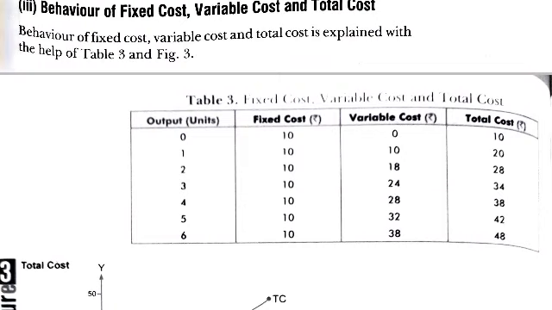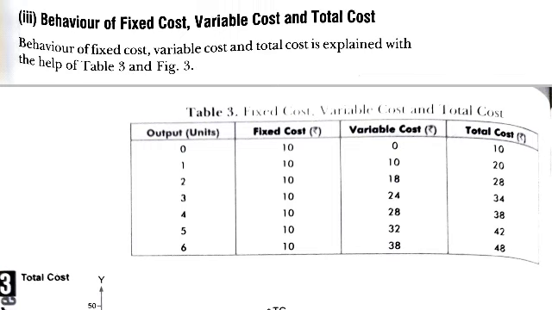First look at this table. On the extreme left hand column is given output. Then the next column we have fixed cost. In the third column we have variable costs, and in the right hand column we have total cost. As we know, the total cost is a combination of fixed cost plus variable cost. We will first study the behavior of these three types of costs: fixed cost, variable cost and total cost.